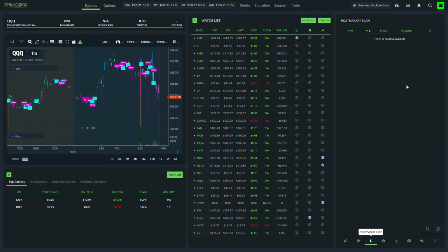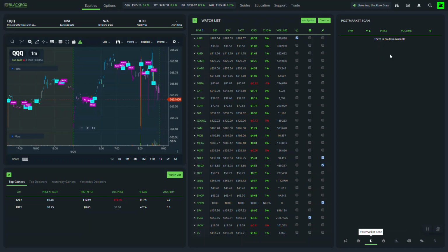The post-market scan isn't running currently because we're obviously not in the after-hour session. But this is a great one too, because what it does is it resets the volume back to zero. So all of the volume that you see here is only showing you after hours volume. I'm not sure if there's any other scanners out there that does that. So you don't have to do the math, right? So quickly you can see, hey, look at this.